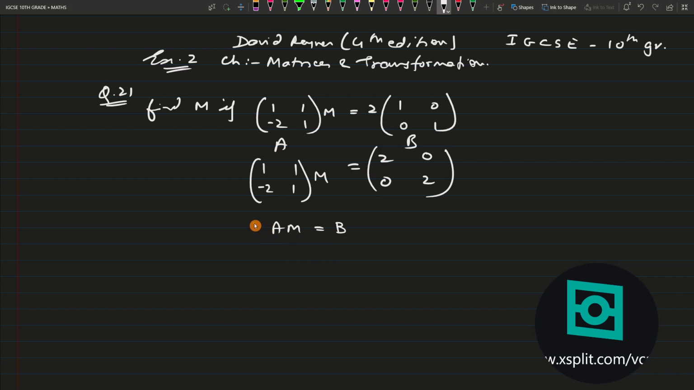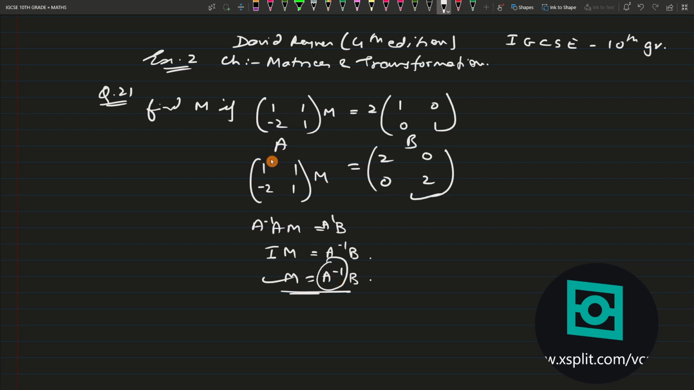Now you want to find out this M. So this A inverse you will multiply on both the sides. When you do that, A inverse into A will work out to I into M is equal to A inverse into B. So I into M will be nothing but M. So M will be equal to A inverse times B. If you want to find M, you find the inverse of A and multiply it by B. B is already given to you.